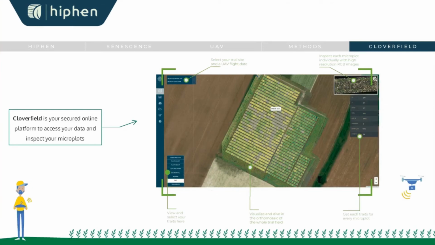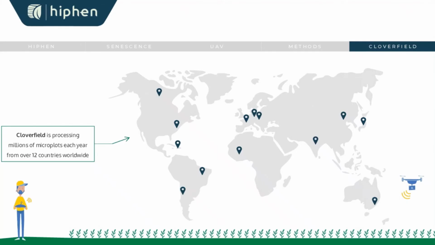All of that is a data pipeline that is part of what we call Cloverfield, our secured online data platform. So this is a platform from which you can inspect the microplots individually and see your statistics and analytics as well. This is a platform that processes millions of microplots each year across the world.